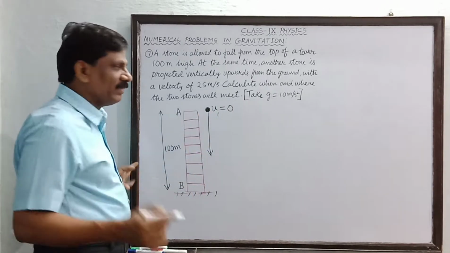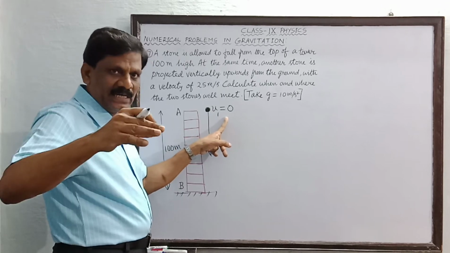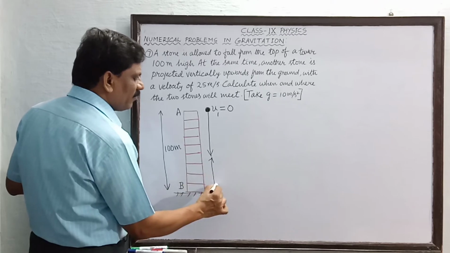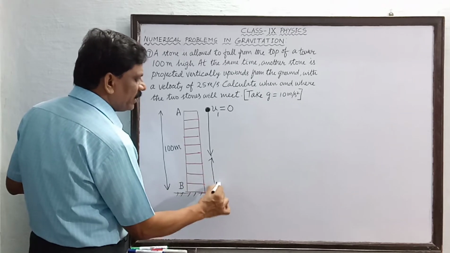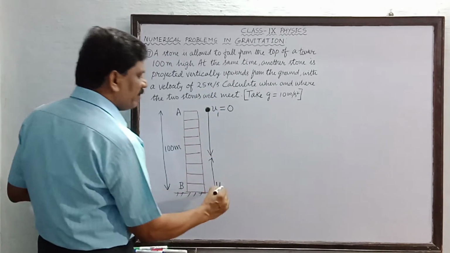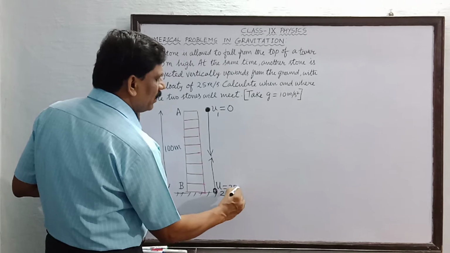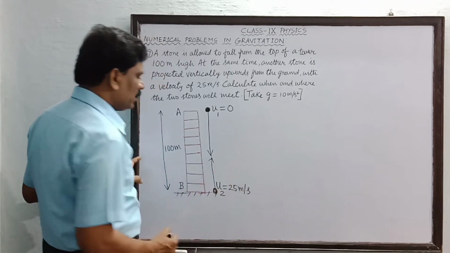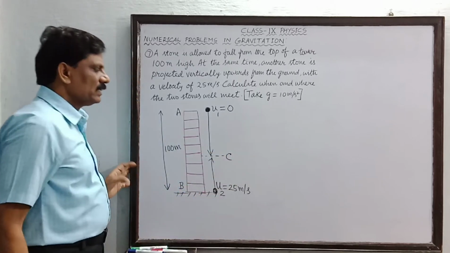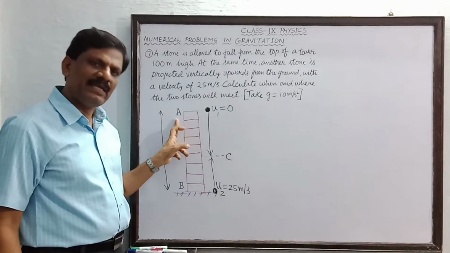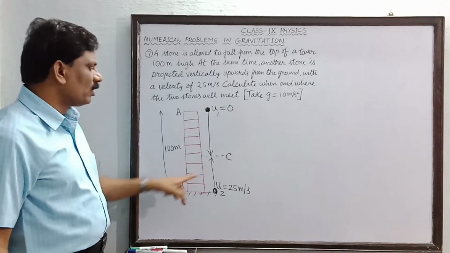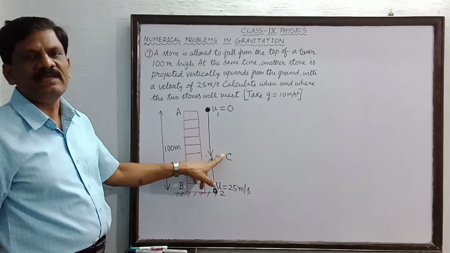At the same time, when the first stone is started, a second stone also is starting from the ground. For the second stone, the initial velocity is denoted by the symbol u2. u2 is 25 meter per second. So they are going to meet at one point, namely C. The first stone is falling freely from the point A. The second stone is vertically starting from the point B. Both are meeting at a point C.